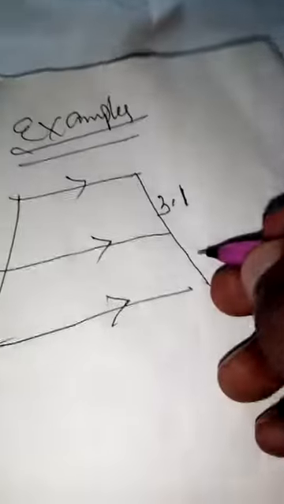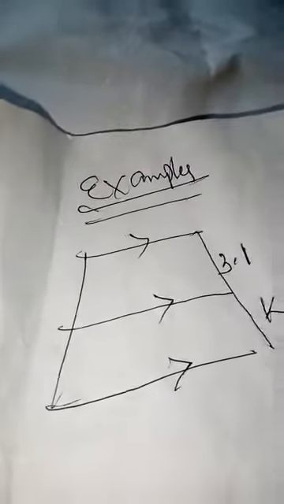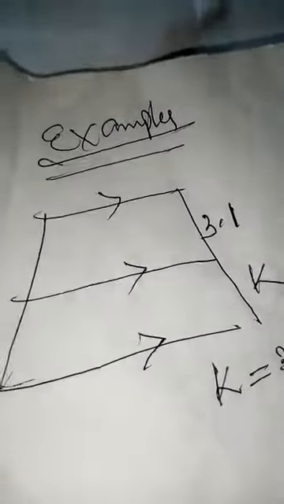If I'm having parallel, transversal, parallel. Look at this. One is parallel, parallel, parallel. If the one is 3.1 and the base is K. This is the first example, that is the first theorem. Our K will be 3.1. And the second one, look at this example.